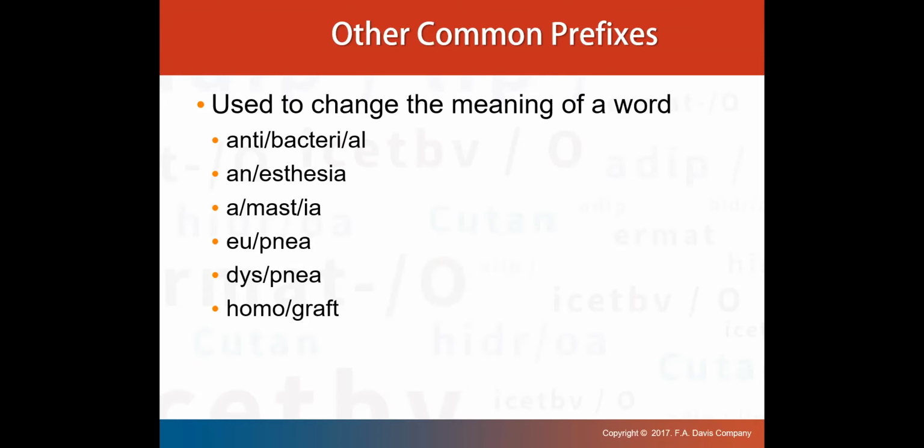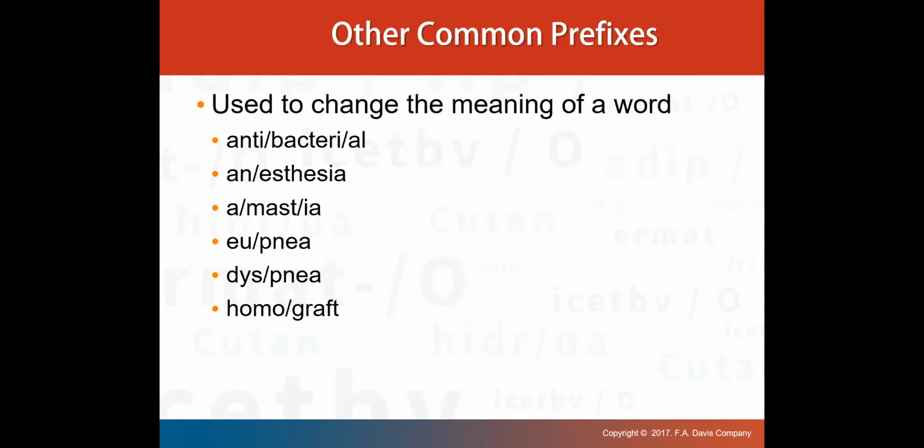Amastia, whenever you see a or an in front of a word, that means kind of without, right? Eupnea, EU, we're usually talking about something that is normal or expected or within normal range. And then dyspnea, just remember dysfunctional family. DYS means there's a problem with it. There's something wrong. So dyspnea means they're having trouble breathing, all right?